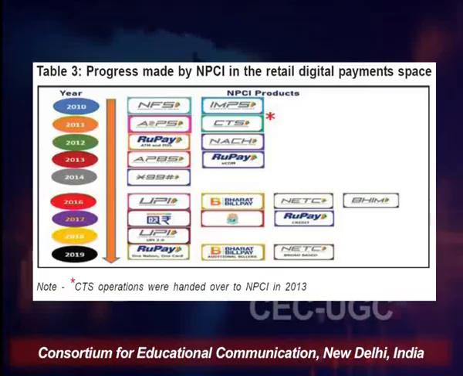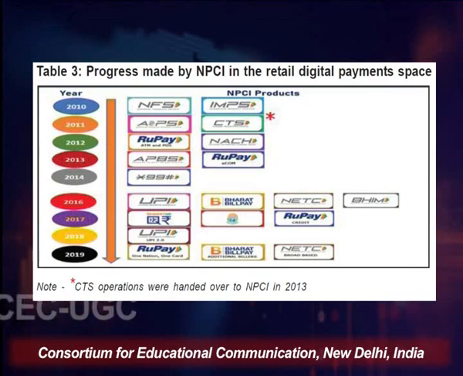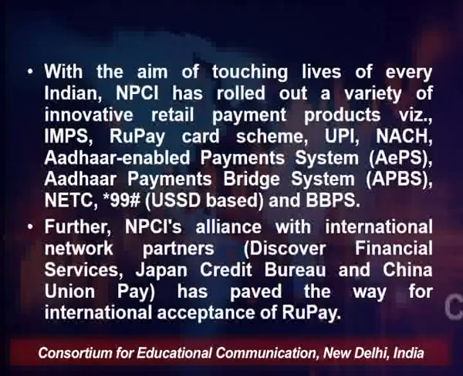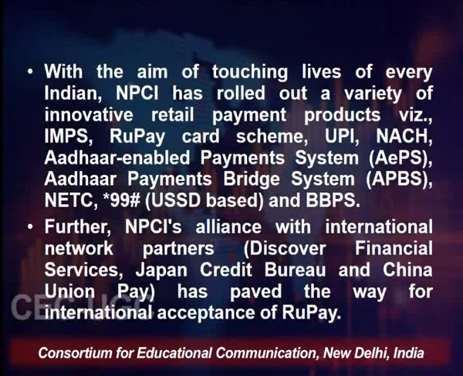If we look at the progress made by NPCI since its establishment in 2008, they have NFS, then IMPS, then UPI, and all other instruments which exist are now in the kitty of NPCI. They are all governed by NPCI. With the aim of touching the lives of every Indian, NPCI has rolled out a variety of retail products, for example IMPS, RuPay card, UPI, NACH, Aadhaar enabled payment system, Aadhaar payment bridge system, and BBPS.